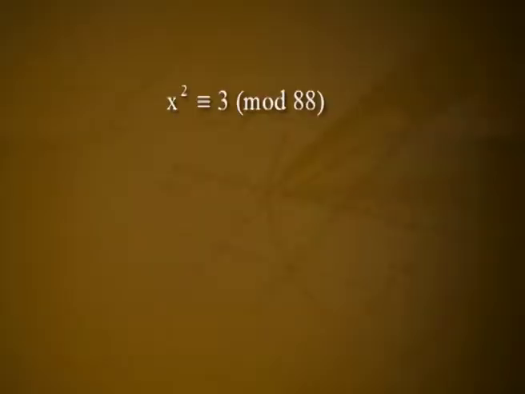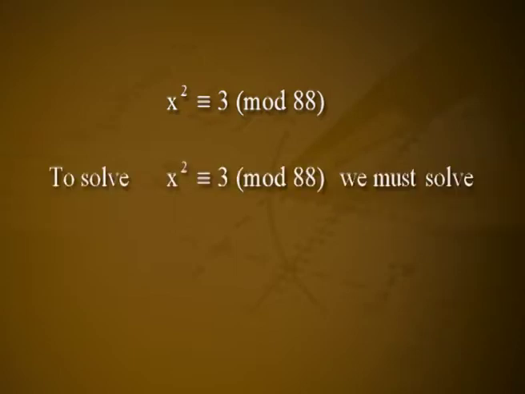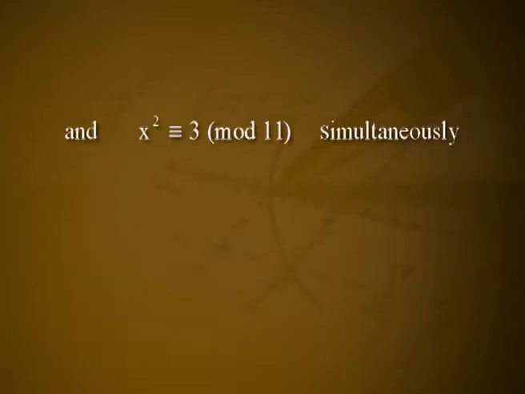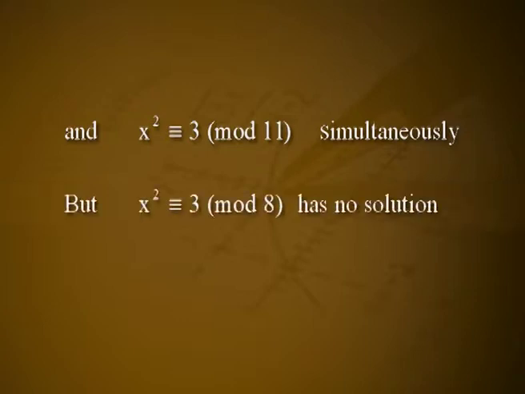Example 2. Solve the congruence x² ≡ 3 (mod 88). To solve x² ≡ 3 (mod 88), we must solve x² ≡ 3 (mod 8) and x² ≡ 3 (mod 11) simultaneously. But x² ≡ 3 (mod 8) has no solution, as 3 is not congruent to 1 mod 8. Hence, the given congruence has no solution.